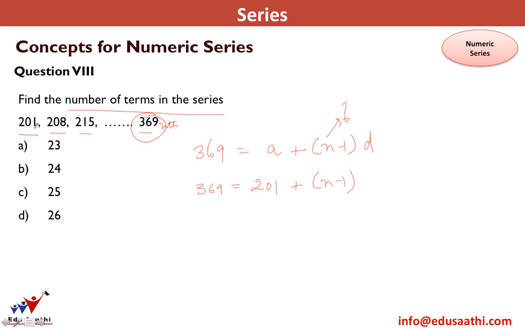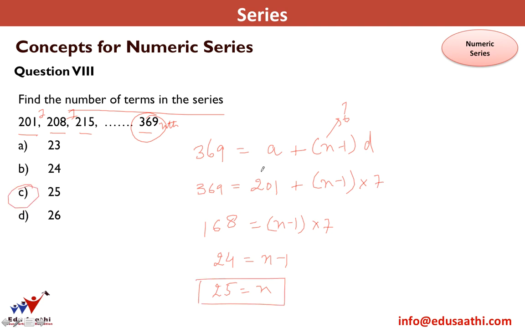What is D? I have 7. 208 minus 201. Similarly, 215 minus 208 is also 7. So D is 7. So I multiply this by 7. Now just solving this equation, I have 168 is equal to (n minus 1) multiplied by 7. This gives me 24 is equal to n minus 1. So 25 is equal to n. So the number of terms in the series is 25.